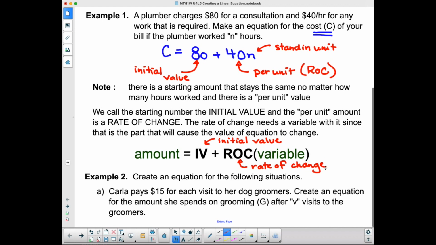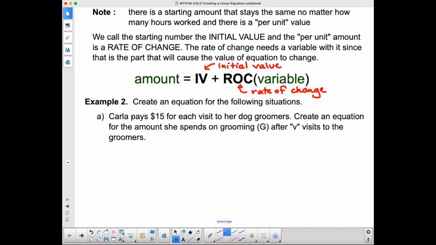Okay, so example 2 says, create an equation for the following situations. Carla pays $15 for each visit to her dog groomers. Create an equation for the amount she spends on grooming, G, after V visits to the groomers. Okay, so we want to take a look here. We want amount equals initial value plus rate of change. Is there an initial value here? Think about it a little bit hard.